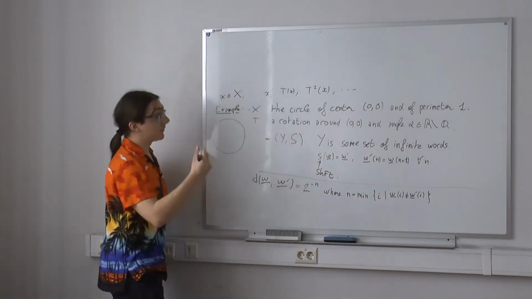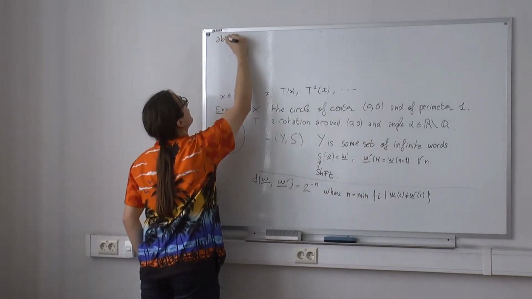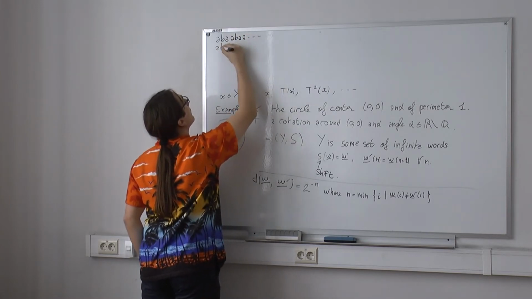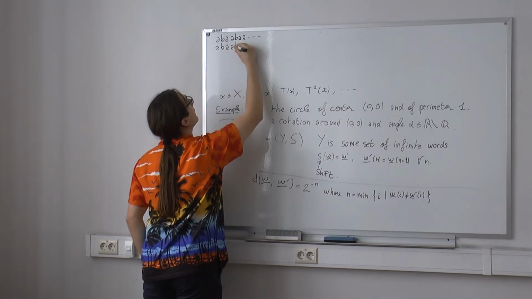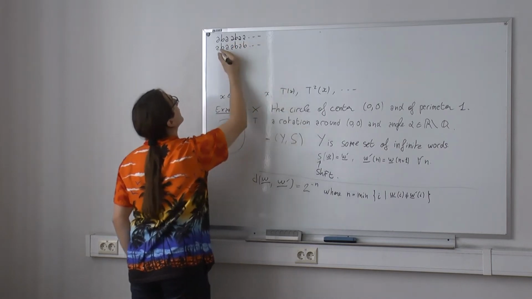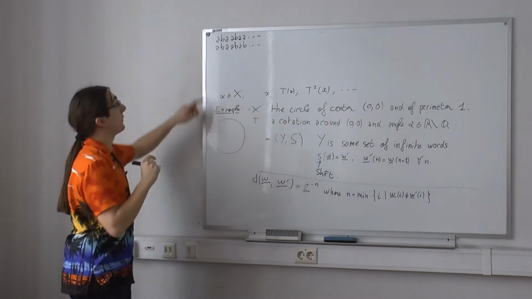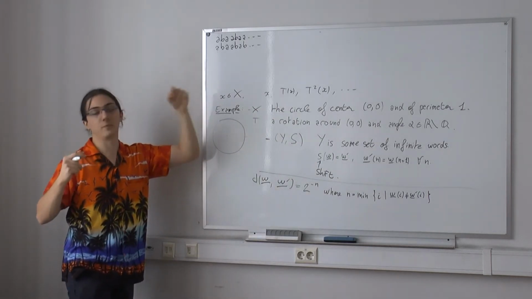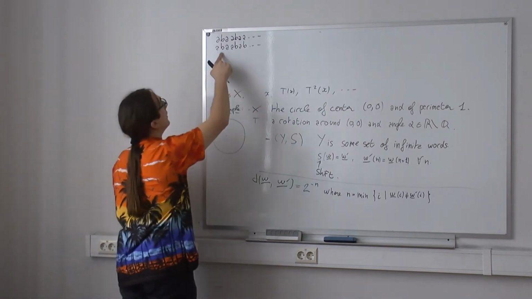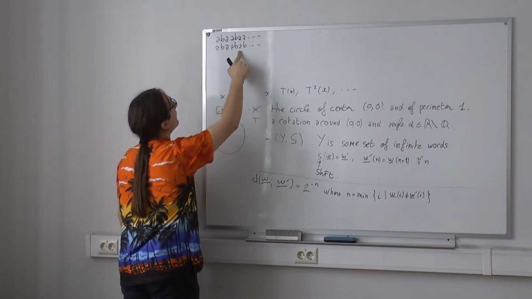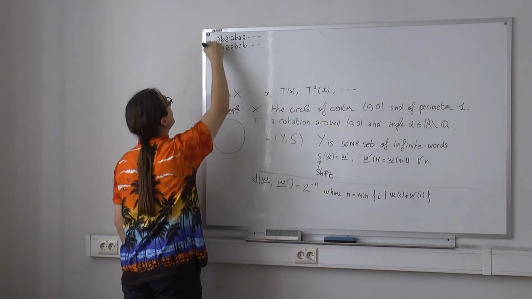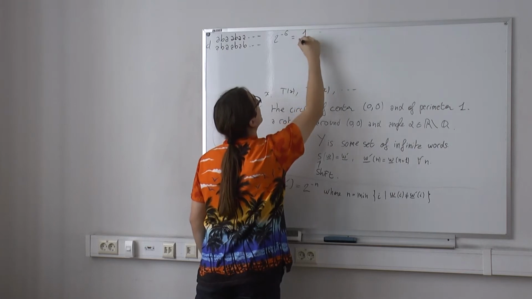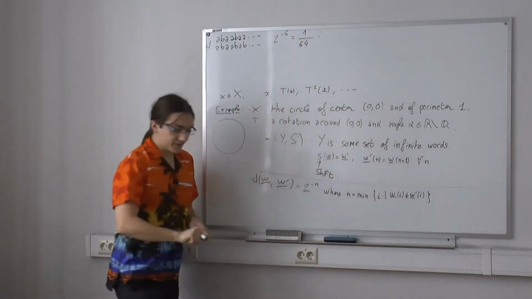So, for instance, I think you get it, but, and so on. Here you count. I start to count from 0. So if the first letter would be different, the words would be at distance 1, and this is the biggest distance you can have. And here 0, 1, 2, 3, 4, 5, 6. So the distance between these two would be something like 2 to the minus 6, 1 over 64.